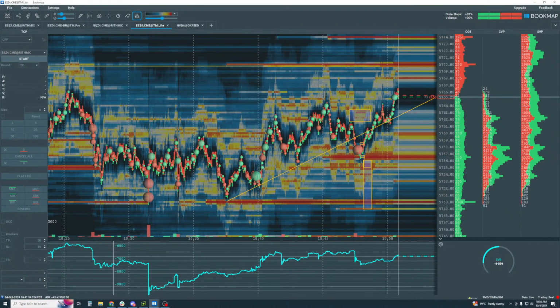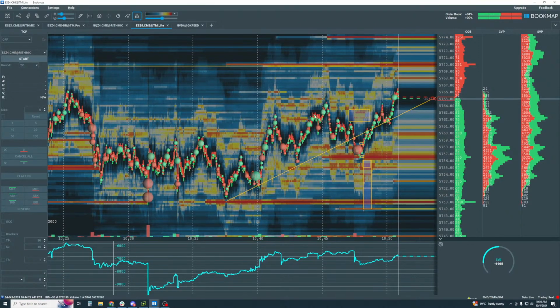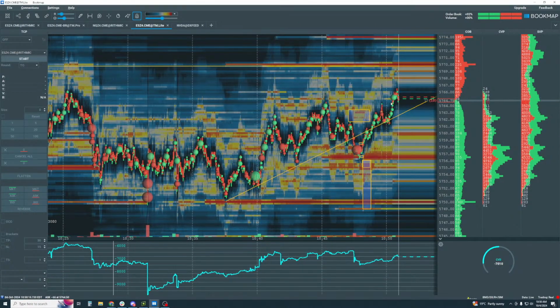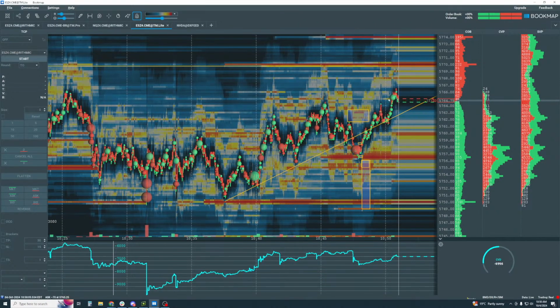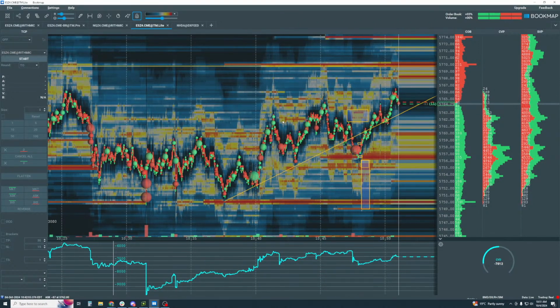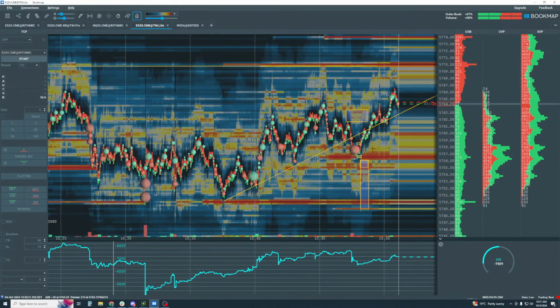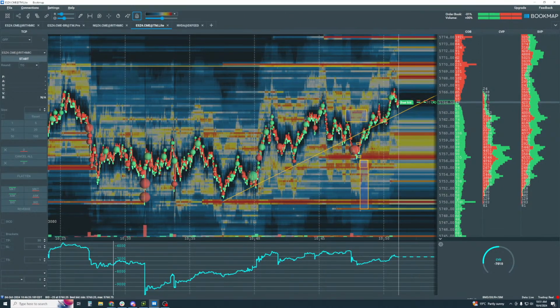Okay, just simple, looking for very, very simple things in here, and understanding the relationship of the liquidity, and understanding the aggressors and the price structure in here.